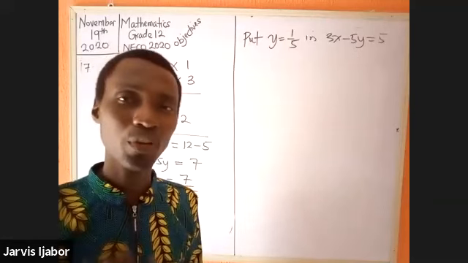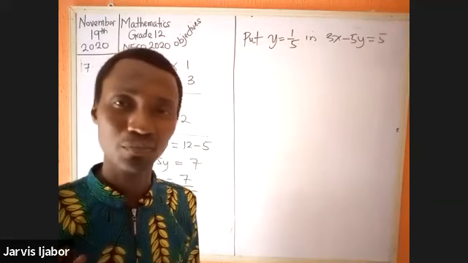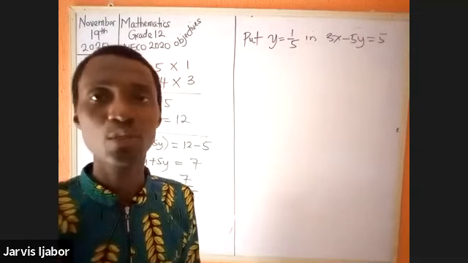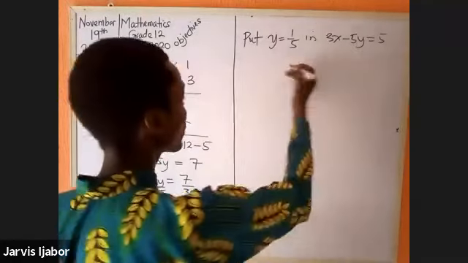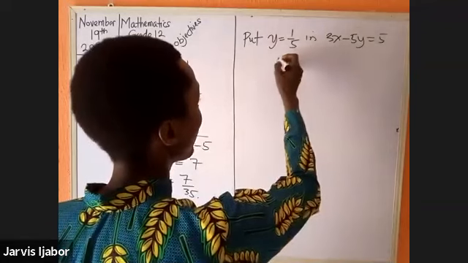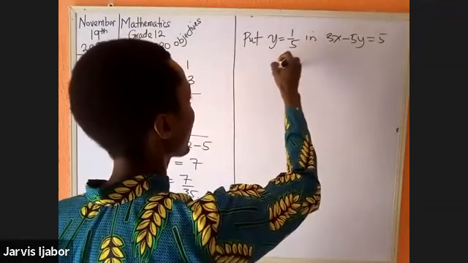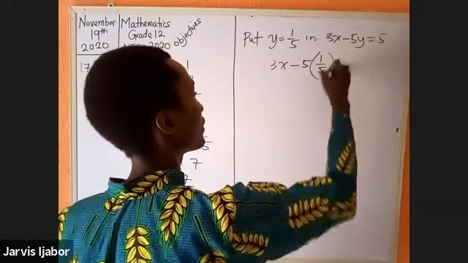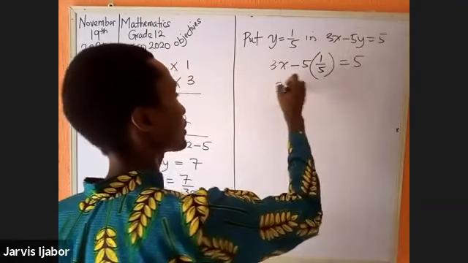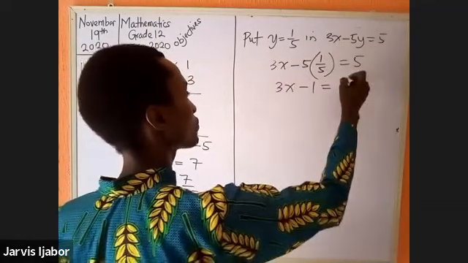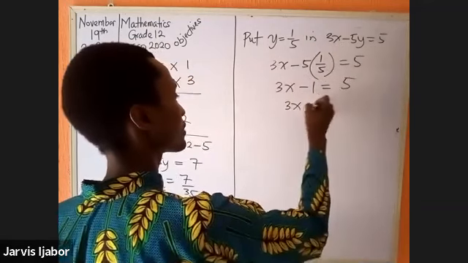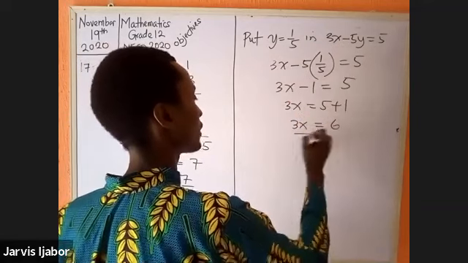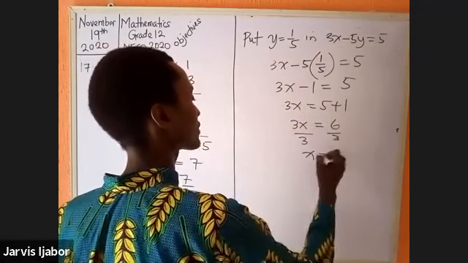See, the most important thing in math is your expression. You're communicating. As long as you communicate properly, you get your full marks. So this will give us 3x minus 5 into 1 over 5 equal to 5. 3x minus 1 is equal to 5, and 3x is equal to 5 plus 1. 3x is equal to 6. Divide both sides by 3, and x is equal to what?